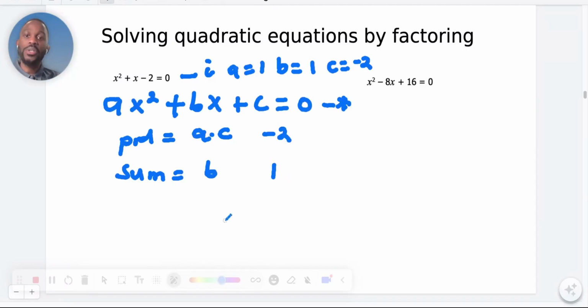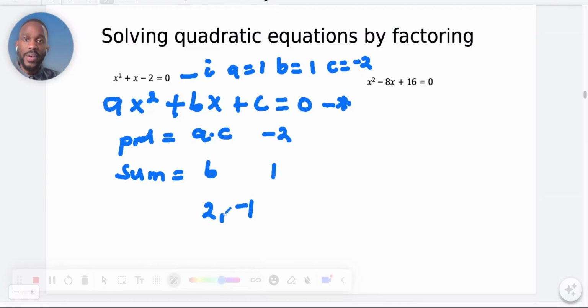So think about two numbers. If you multiply them, you get negative 2. You add them, you get 1. So those two numbers are 2 and negative 1. If I multiply these two numbers, I will get negative 2, but if I add them, I'll get 1.